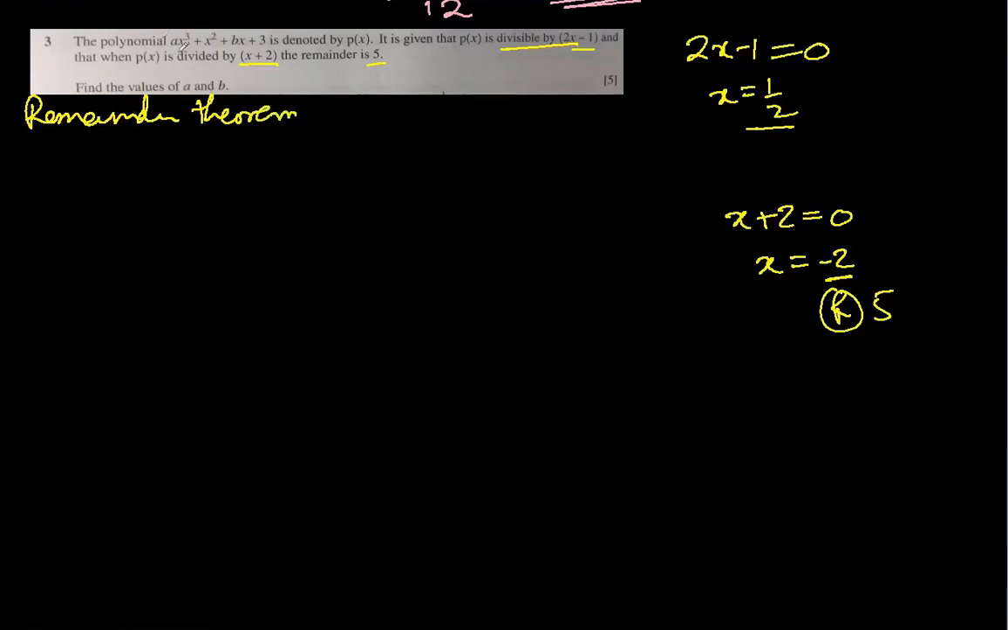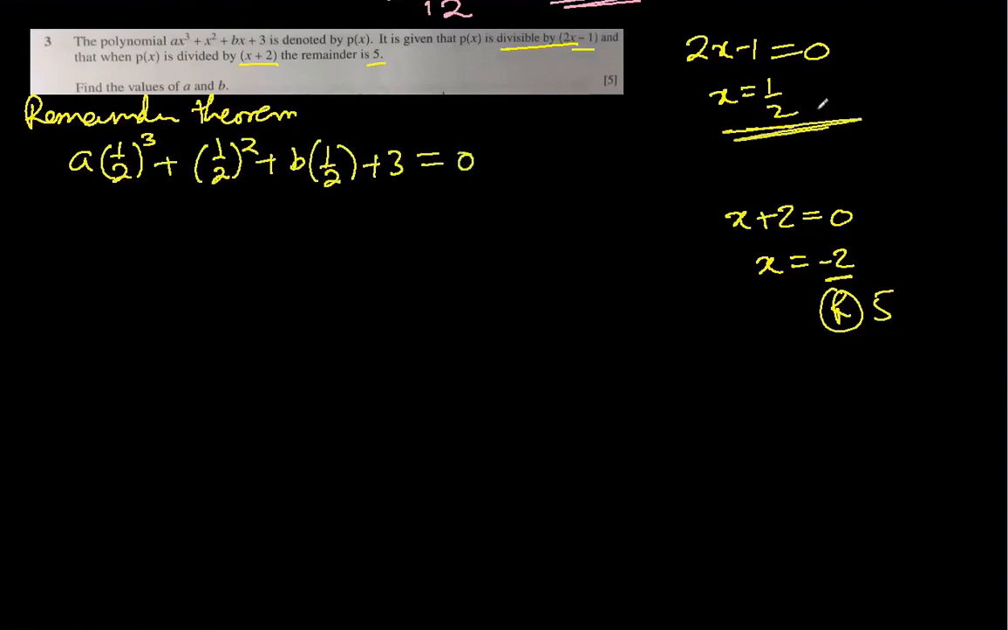Okay, so ax cube. First, I'm using the proper root, 1 over 2, plus 1 over 2 square plus b times 1 over 2 plus 3, and the remainder is 0 because it is a perfect root. So what do we get? A over 8 plus 1 over 4 plus b over 2 plus 3 is 0.